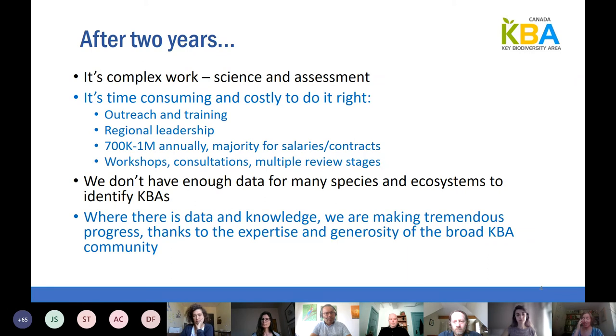We've also learned that we don't have enough data for many species and ecosystems to identify key biodiversity areas. So we have lists of thousands of potential KBA trigger species and ecosystems, and we've been able to identify many, but only where there's sufficient data. So we're also hoping to help identify what the species and data needs are going forward so that we can identify all KBAs into the future.